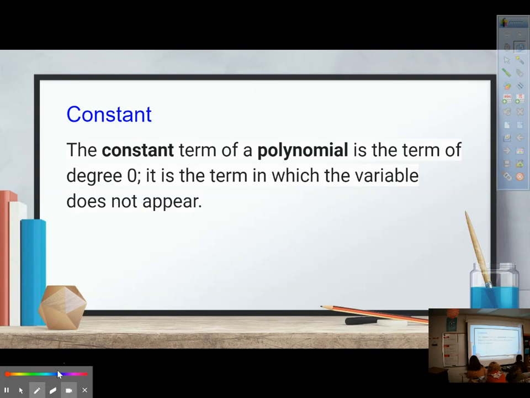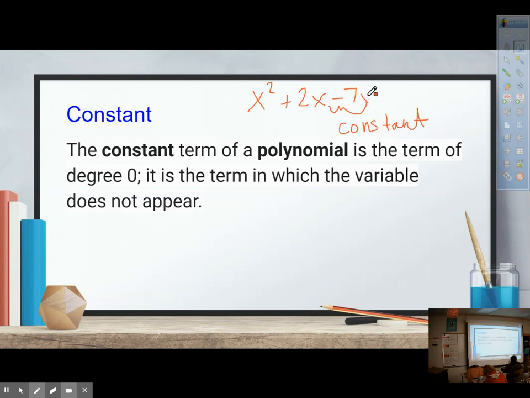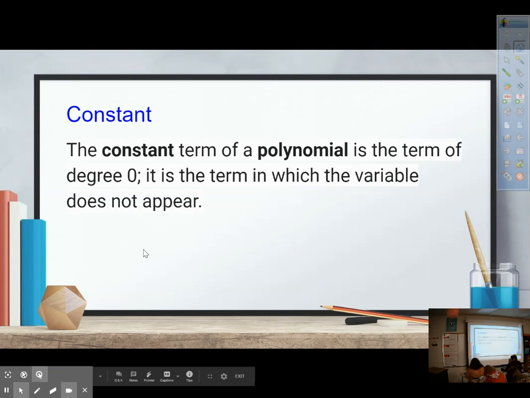Okay, let me show you an example. For instance, x squared plus 2x minus 7, this negative 7 would be your constant, because the variable's not there. It would have x to the 0 power. So that would be your constant, the negative 7.